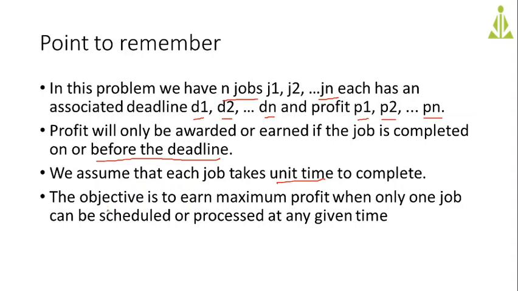What is our main objective? The objective is to earn the maximum profit when only one job can be scheduled or processed at any given time. If you have this first hour, second, third, and you assign a job here, you cannot assign any other job here. You need to fill in different hours or different unit times. So 2 jobs cannot work simultaneously in the same place. In the same place means the same unit of time. Clear? Now we'll go to the example.